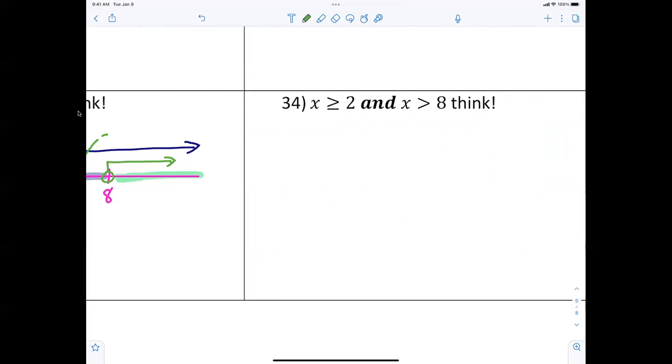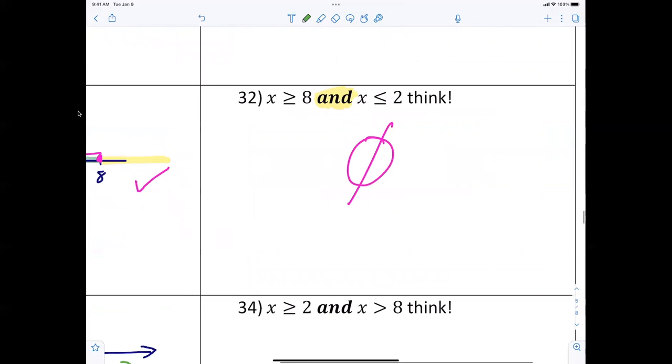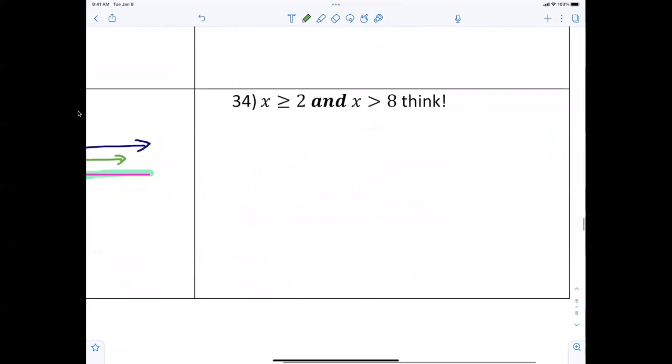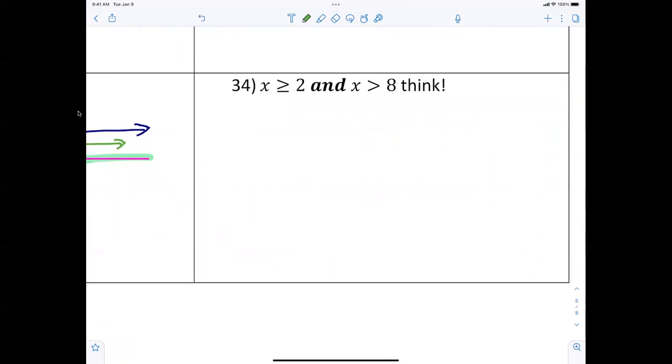Then we're going to let Jacob try to tell me an answer. Just give me about 15 more seconds, Jacob. I want you to be ready. You ready? No, I'm not. All right, tell me what you think. X is greater than or equal to 2 and X is greater than 8. Wouldn't it just be 2 to infinity, because it will intersect with the 8?